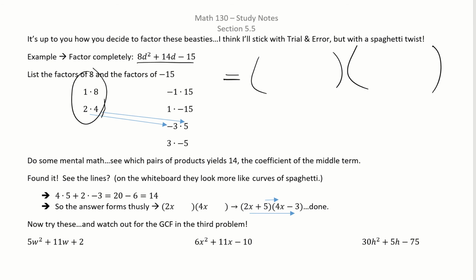Write the factors of negative 15. There they are. And here comes the spaghetti. You look over the list until you see a combination, kind of like Sudoku or something. You're looking for a combination that gets you to 14. And you can see the arrows. I already found it, but you're mentally doing it.